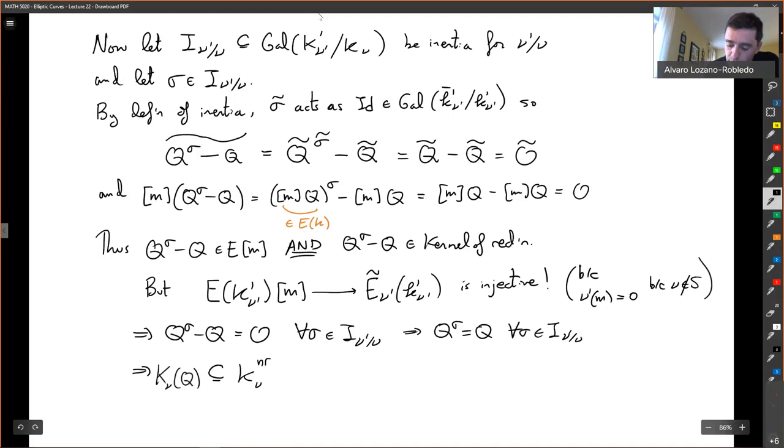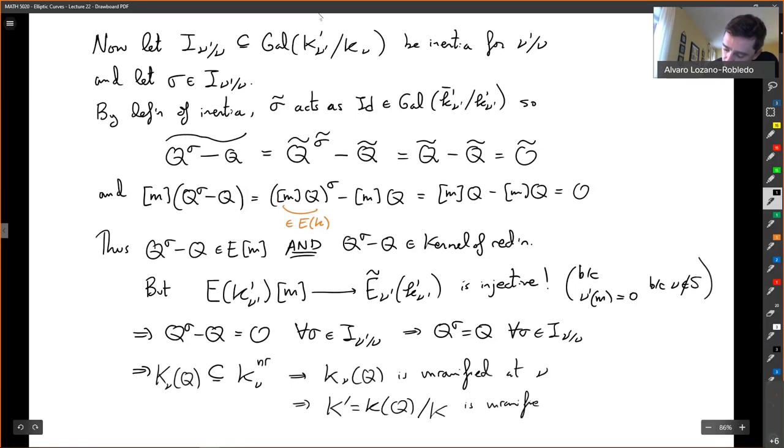So K nu Q is unramified at nu, and if you translate that to global, that says that K prime, which was KQ over K, is unramified at nu, and therefore K prime over K is unramified outside of S, which is what I wanted to prove for part B.